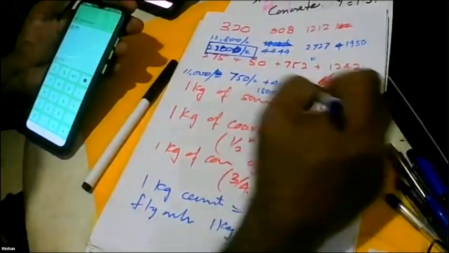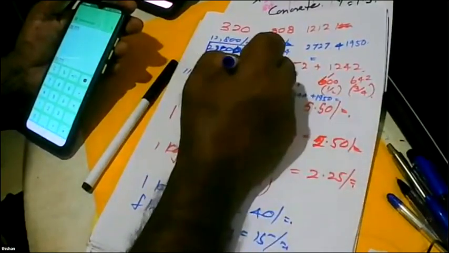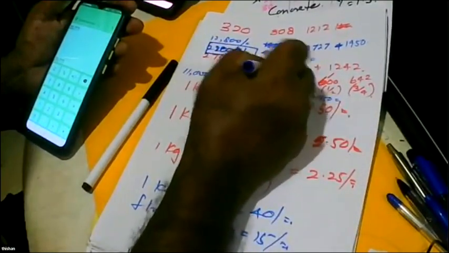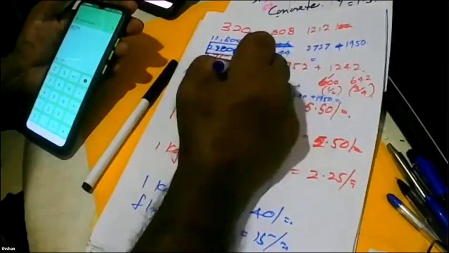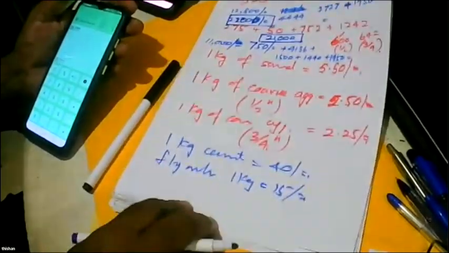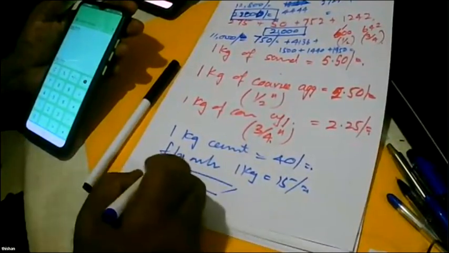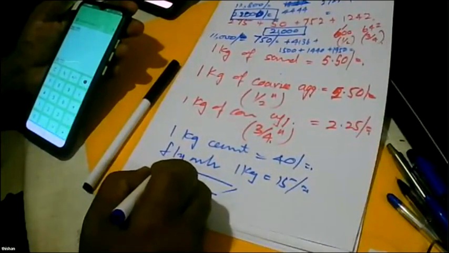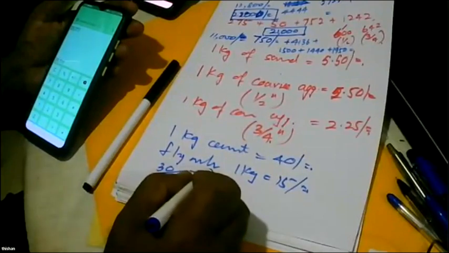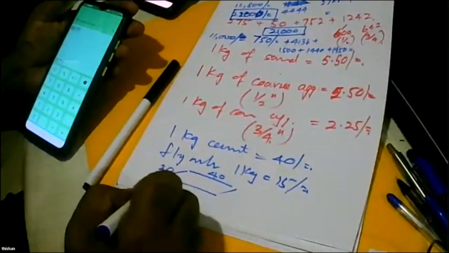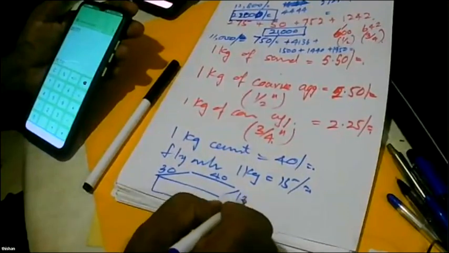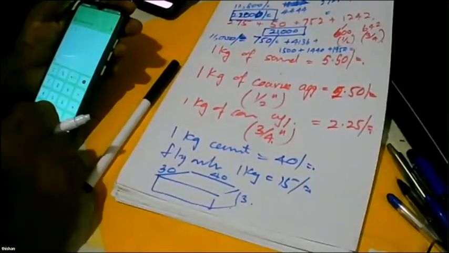21,000. So the second one is 21,000. 1,000 rupee saving per meter cube. You have a large pour, 30 meters by 40 meters by 3 meters. So how many meter cubes?